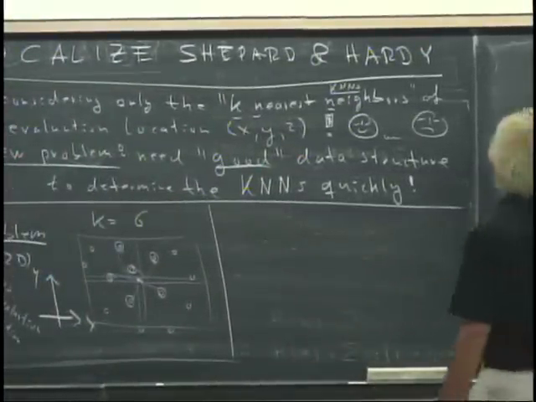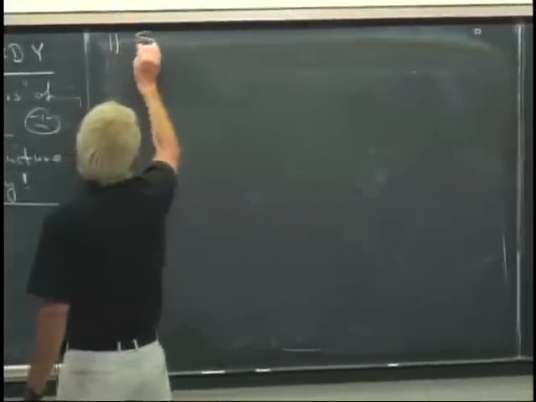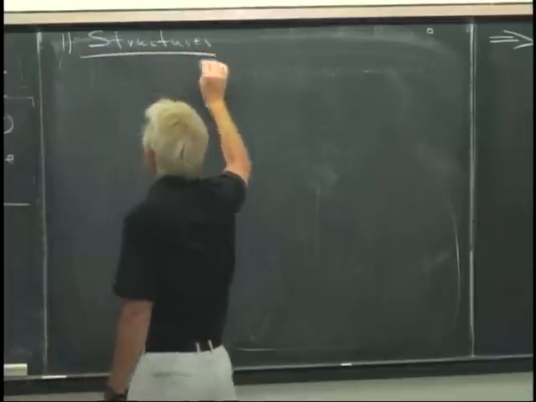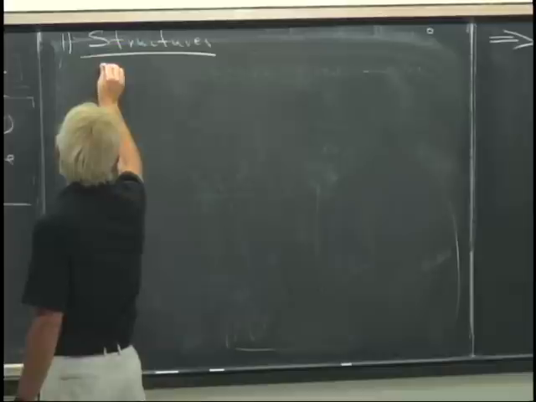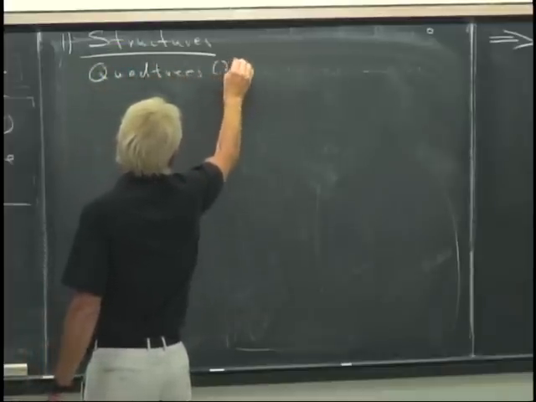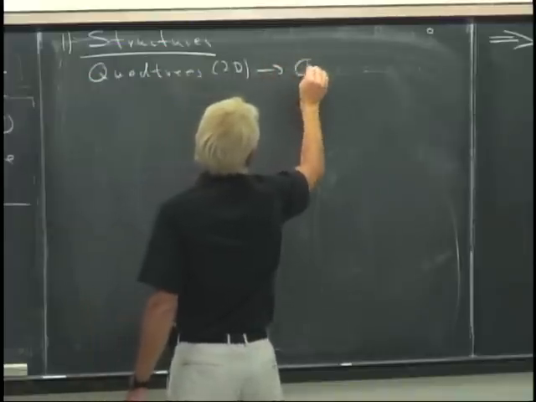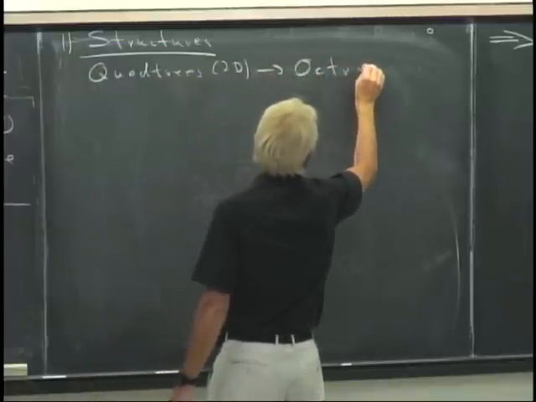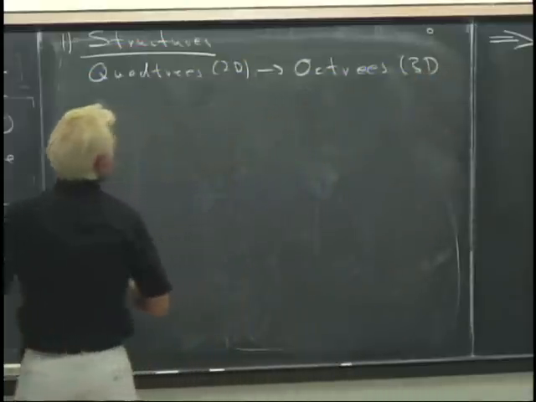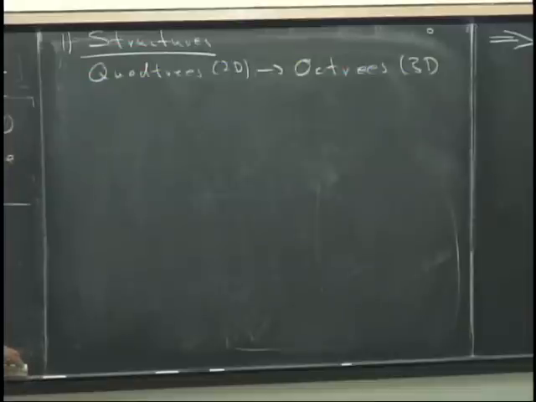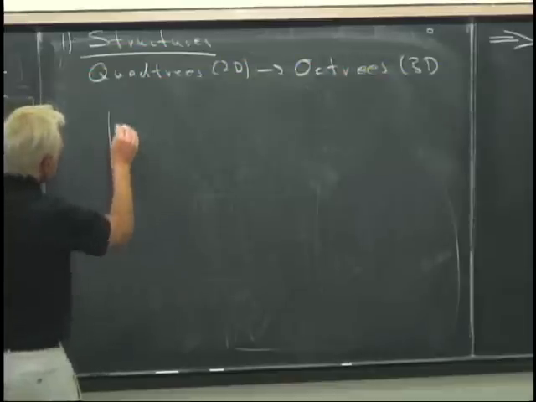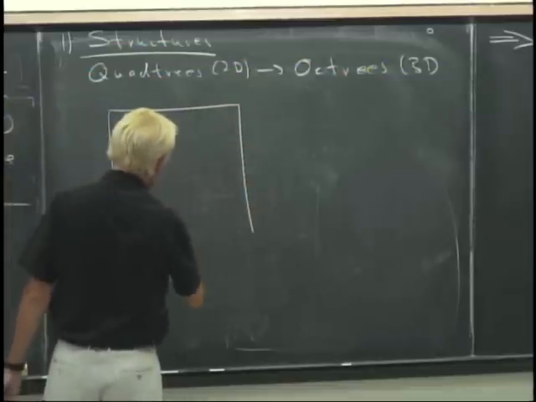So, data structures to do this, and quadtrees, trees for 2D, and then they become octrees. I don't want to draw those octrees in 3D. So what's the general result of such an analysis? I give you the result that comes out that your program should produce when building the hierarchical structure.